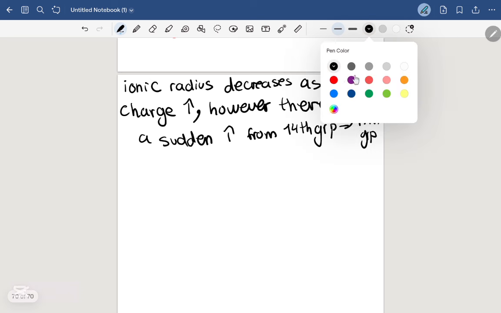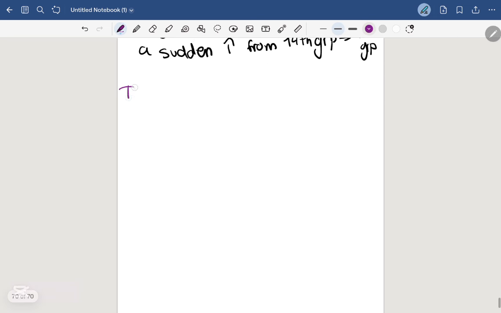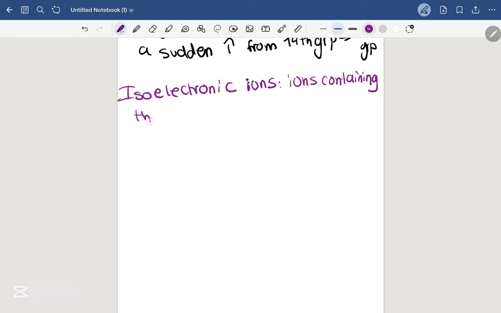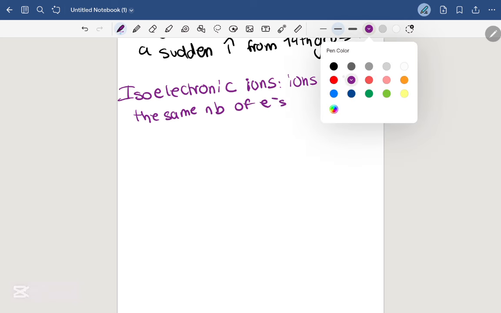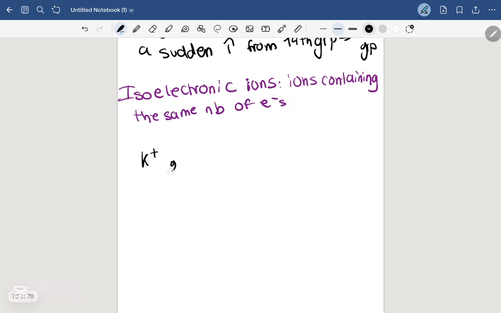So now that we've been talking about ions, we need to discuss a very important topic, which is isoelectronic ions. Isoelectronic ions are what? They are ions containing the same number of electrons. Let's take some examples. K+, Ca2+. These are two isoelectronic ions. And we can also have Cl- and S2-. These are also isoelectronic.